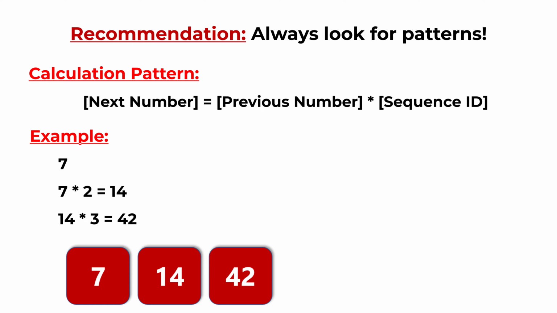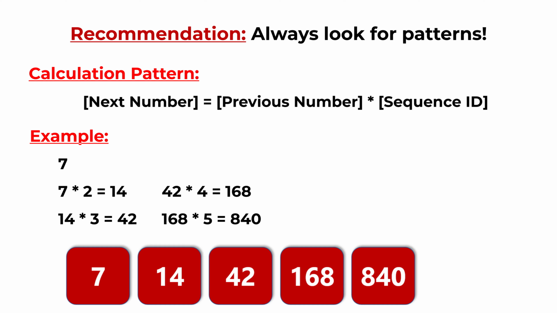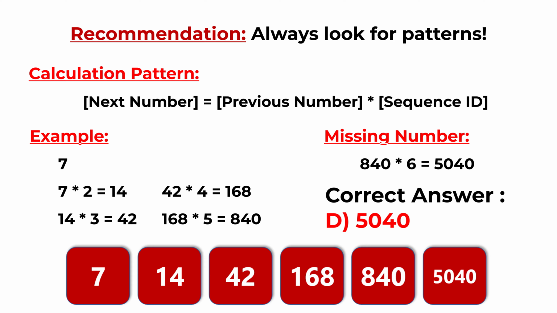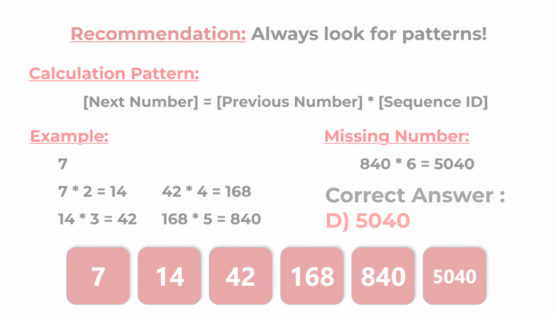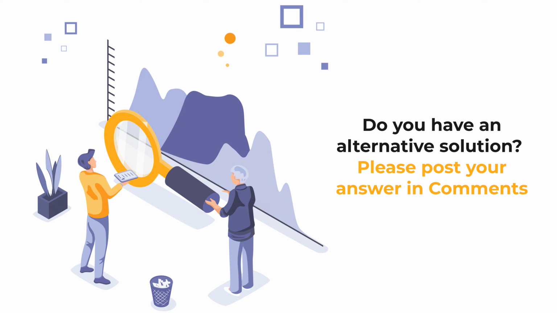The next number is calculated as 42 multiplied by 4, which results in 168. 168 multiplied by 5 equals 840, which is the next number in the sequence. So to calculate the missing number, we need to multiply 840 by 6, and the end result of this is 5,040. So the correct choice here is answer D, 5,040. Hopefully you nailed this question and now know how to answer similar problems on the test.